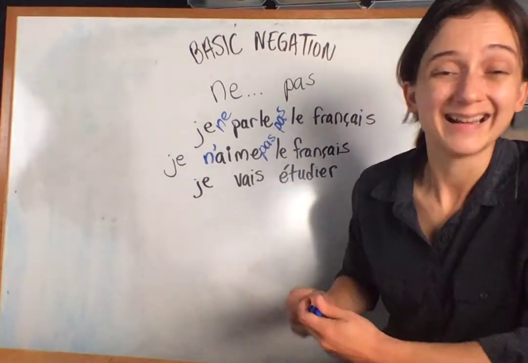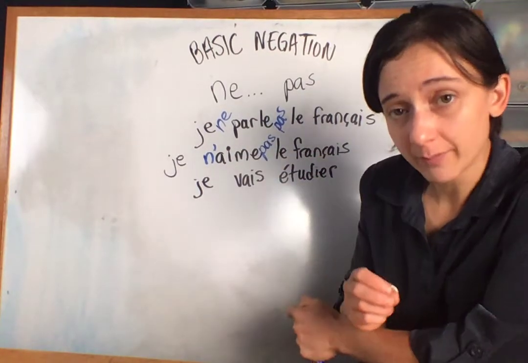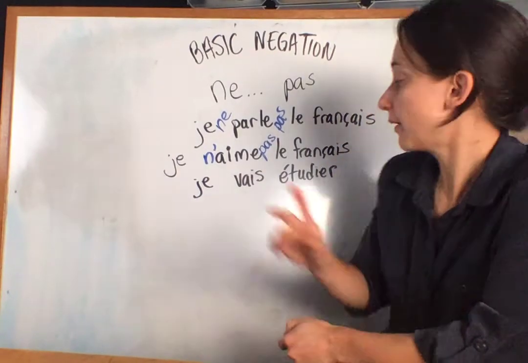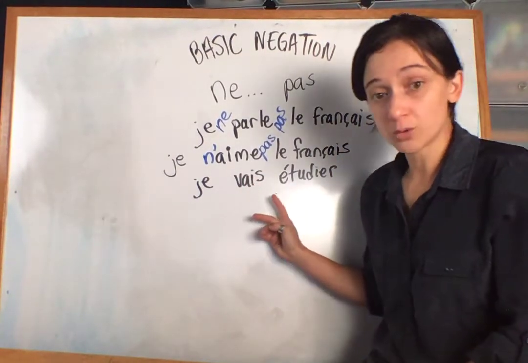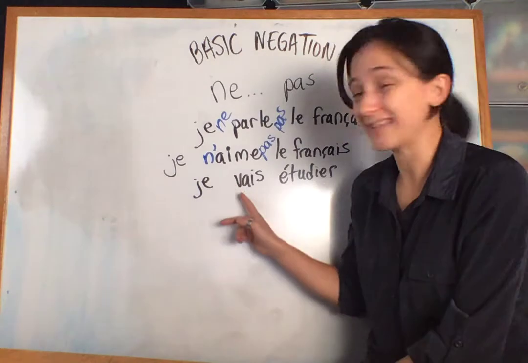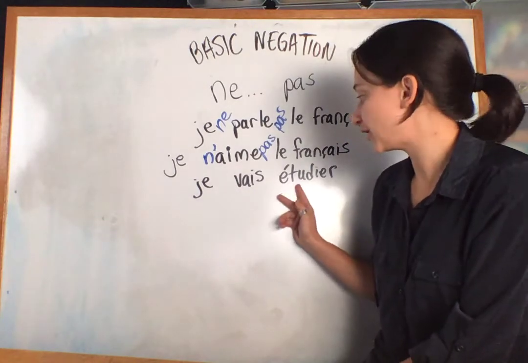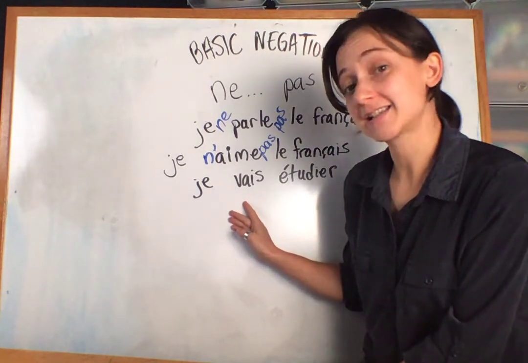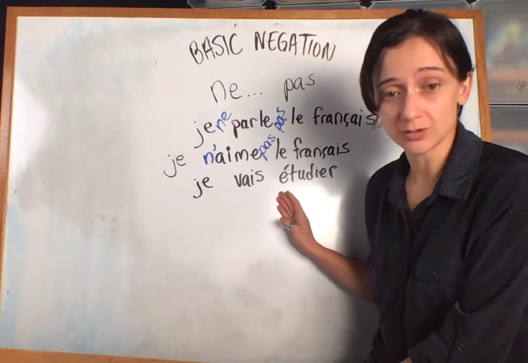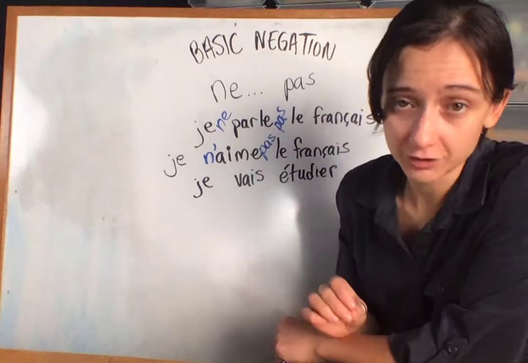Now we have ne and pas around that, and we made a contraction and an apostrophe because we have this vowel. And again, it's important to remember it goes around the conjugated verb because here I have two verbs. I have je vais and I have étudier. This is the verb aller and it is conjugated. This is the verb étudier and it is not conjugated.